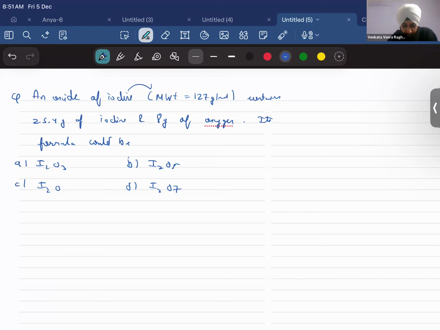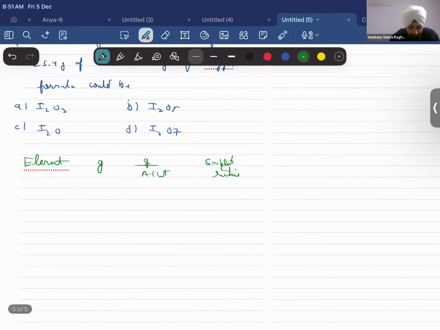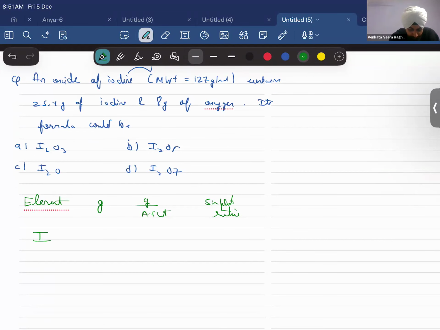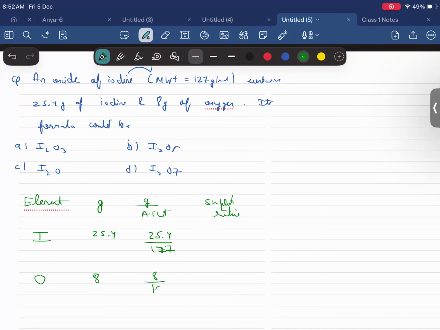I don't think so. What have you done? Let us quickly try it. Element you have written over here, grams over here, grams by atomic weight you might be doing here, and then finally the simplest ratio, right? Let us try it. If it is coming out to be I2O7, I'll be more than happy. Iodine you are writing here, oxygen here. What is the mass of iodine given to you? 25.4, oxygen is 8. So 25.4 divided by 127, and here 8 by 16, right?